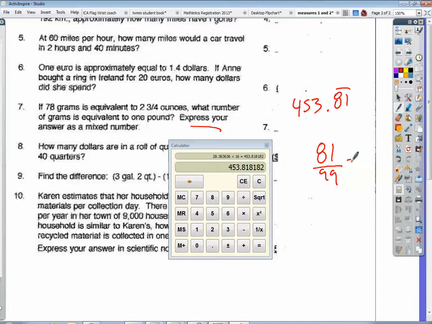All right, so then 9 goes into both of them. So it's equal to 9 over 11. So we have 453 and 9/11. So this was a nice little conversion problem here.